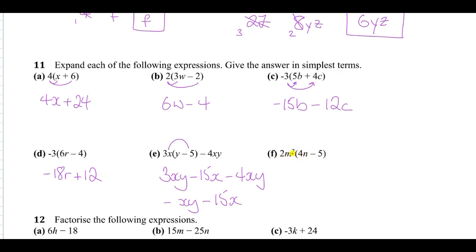2m squared times 4n. Subtract 2m squared times 5. 8m squared n subtract 10m squared. These have both got m squareds in them, but there's an n, so these are not like terms. I cannot do anything further with those two terms in that expression.